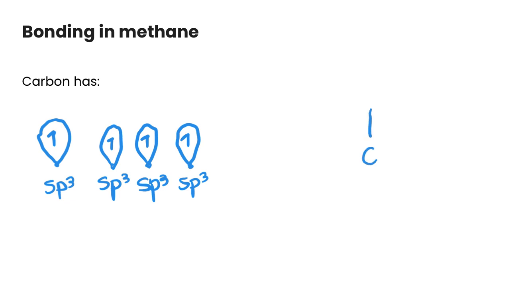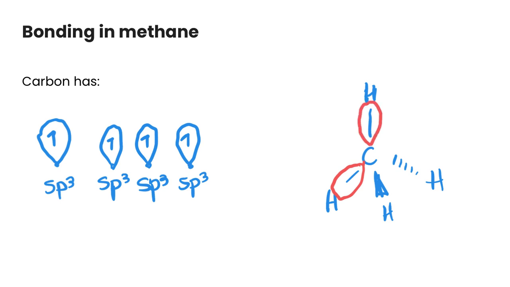If we now overlay that with our VSEPR shape, so let's just draw out our VSEPR shape of methane again, then each of these hybrid orbitals, and maybe I'll draw this in a different color here, are emanating from our carbon to form our 4 bonds of equal length and strength. So this is how we can use hybridization to explain the geometry in methane.